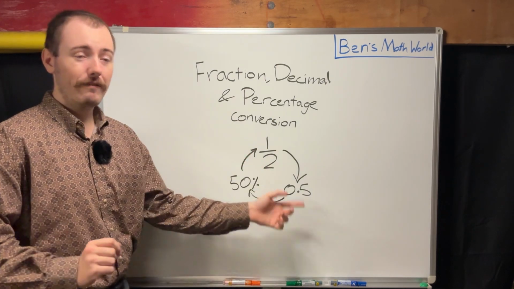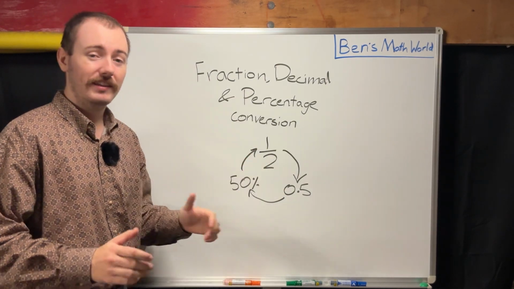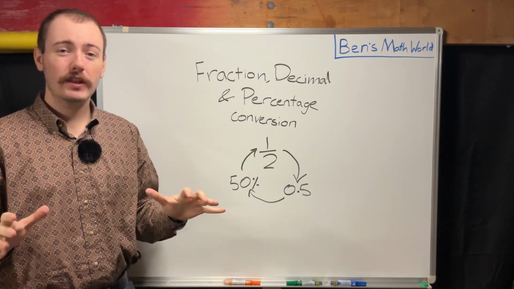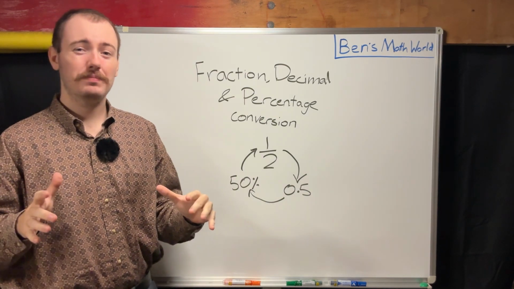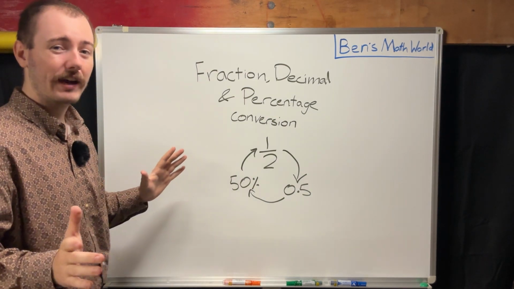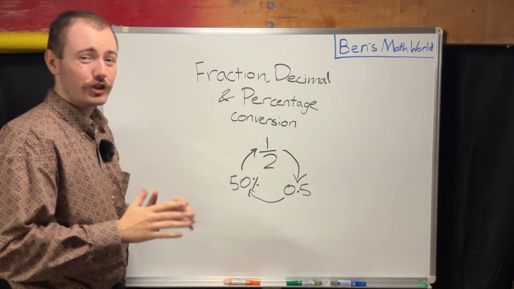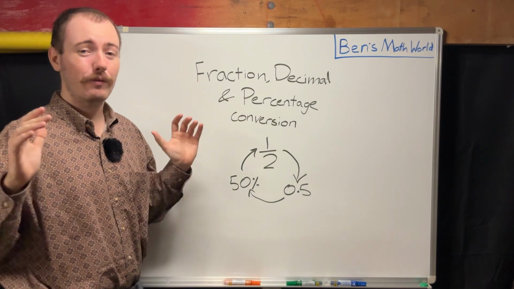So what we know about fractions, decimals, and percentages is they all mean the same thing. There's no difference between them except for the language we're speaking here, okay? They're like all different kinds of languages that say the same thing. So these all just mean half, but they're different ways of showing it.